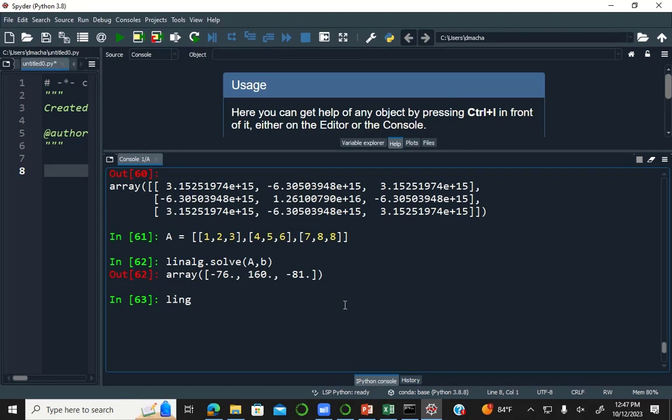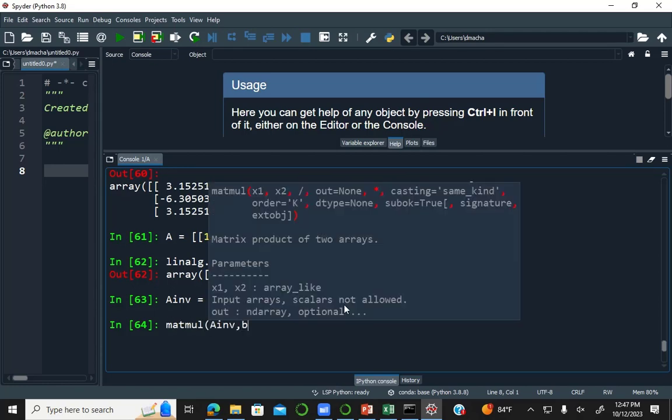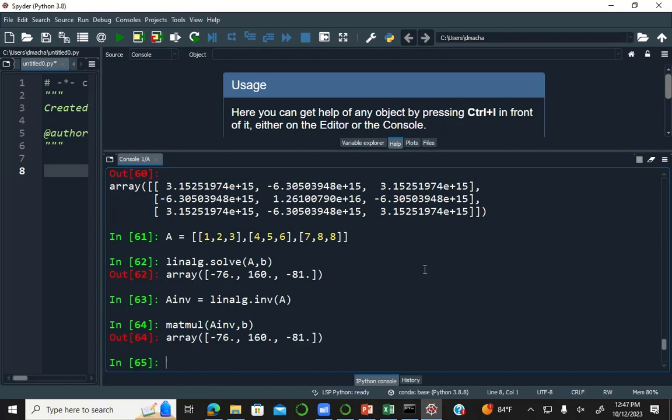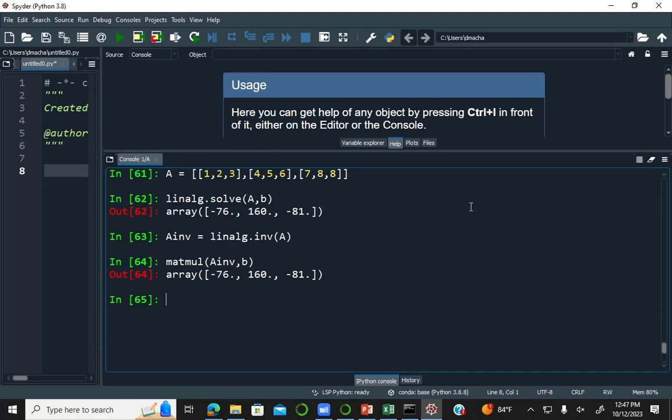Let's take the inverse of A, like that. And then we're going to multiply that A inverse times B with that command. So notice, whether I solve this using Gaussian elimination or I solve it by first taking the inverse and then using matrix multiplication, those two solutions are the same.